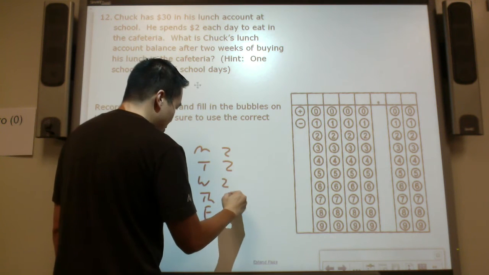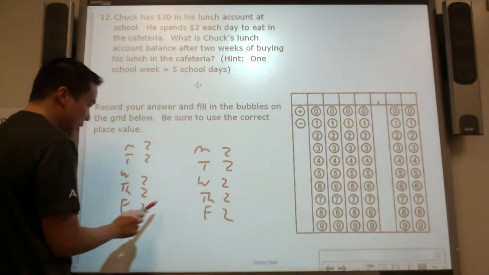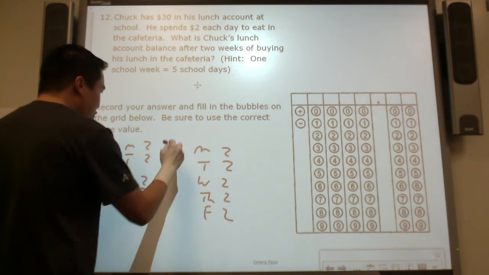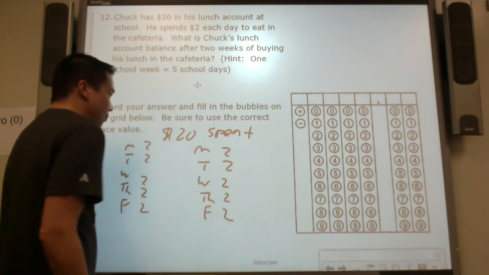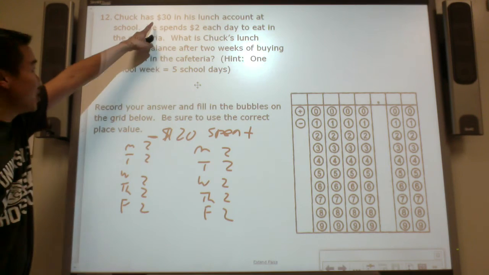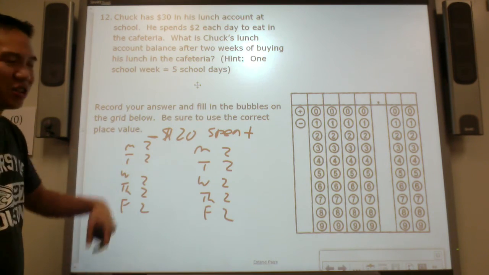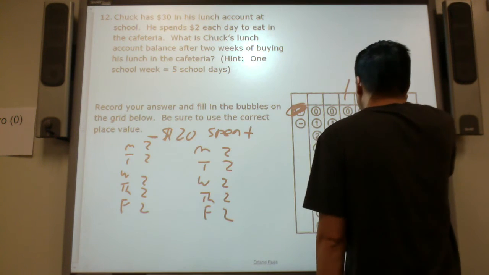So every day he spent $2 for 2 weeks. So how much did he spend in all? 2, 4, 6, 8, 10, 12, 14, 16, 18. He so far spent $20. Isn't that minus $20 spent? But how much money did he start with? $30. So he spent $20, so now he only has positive $10.